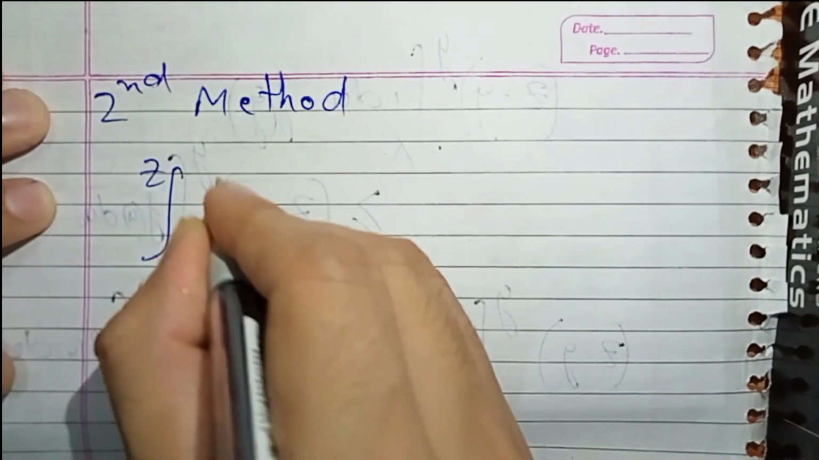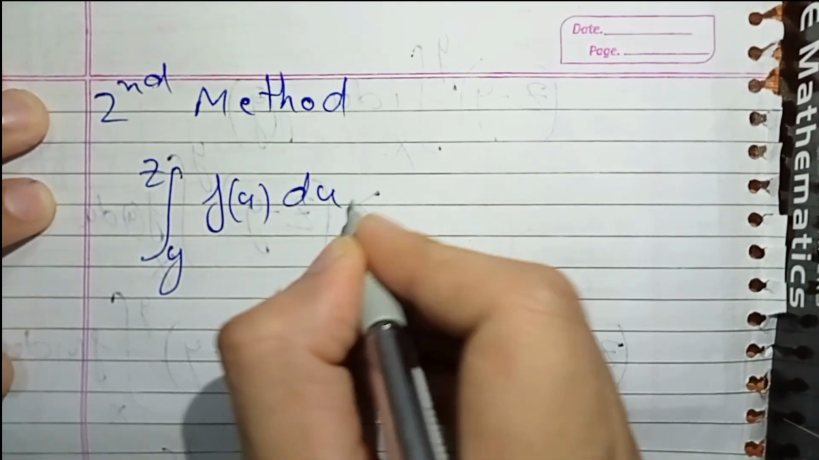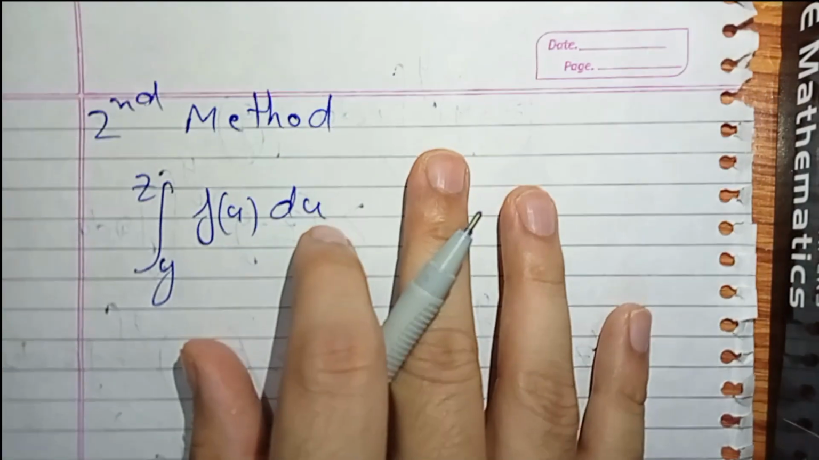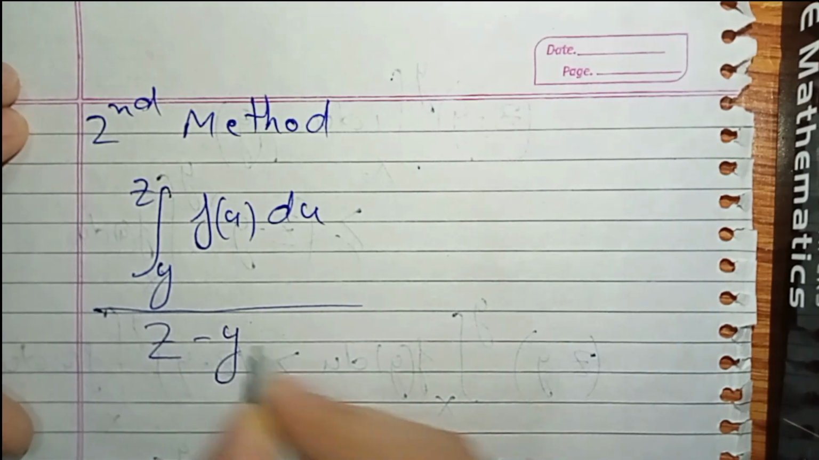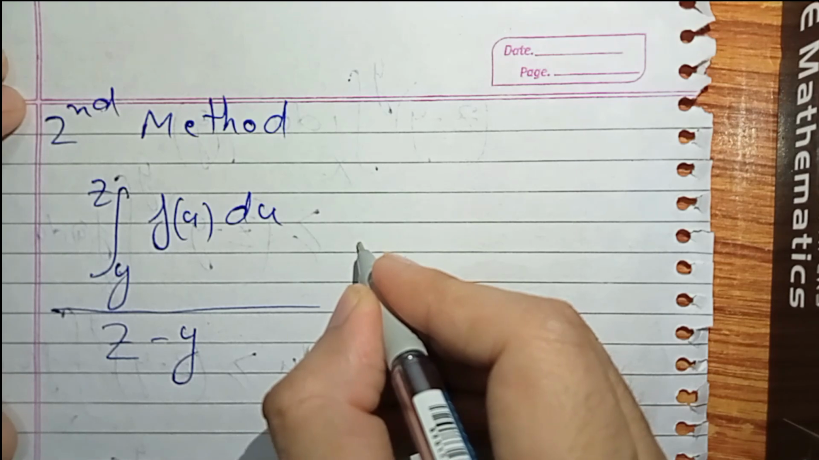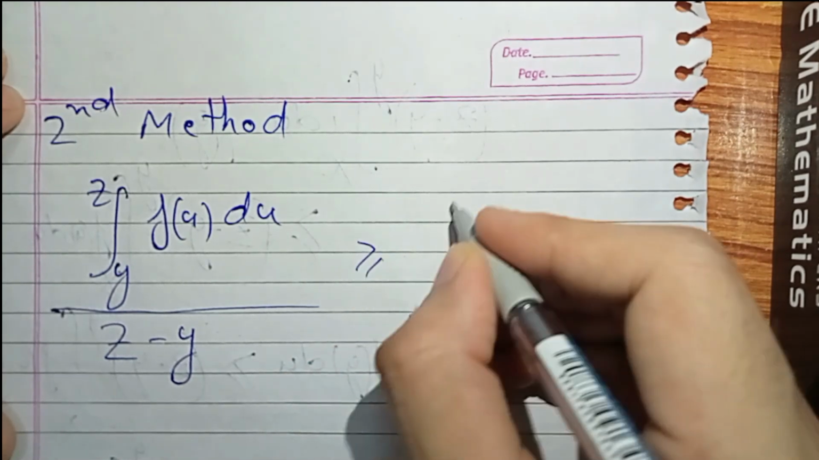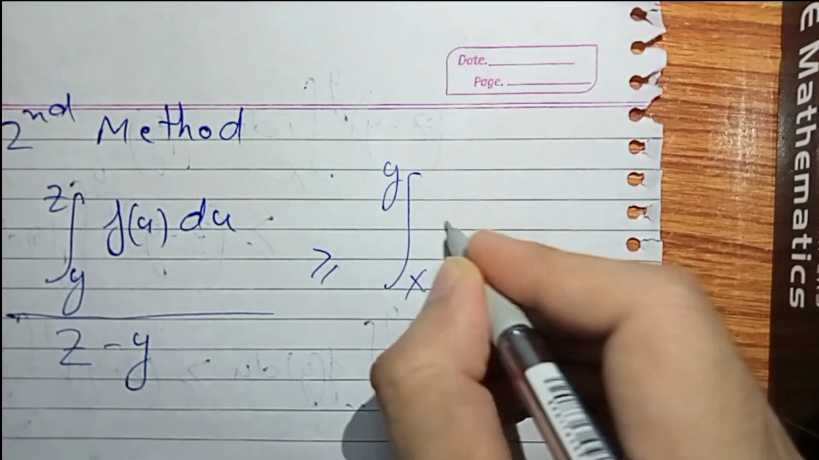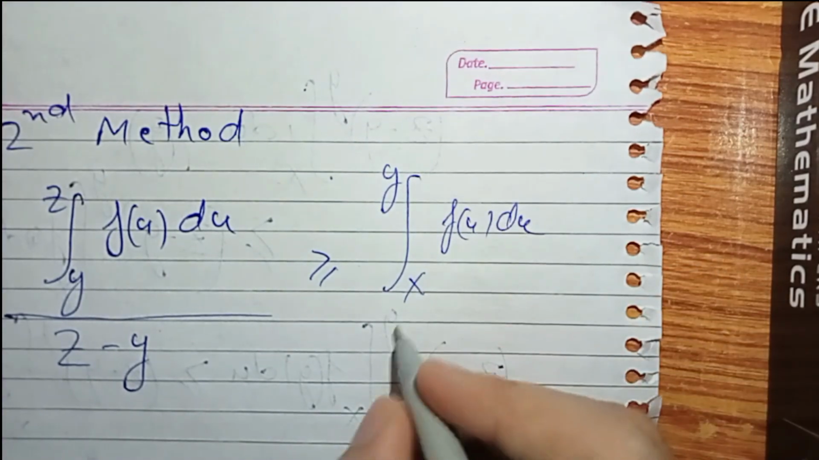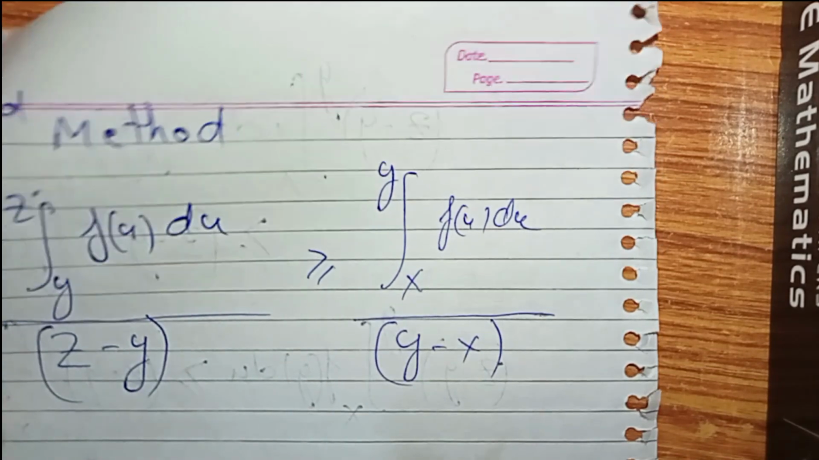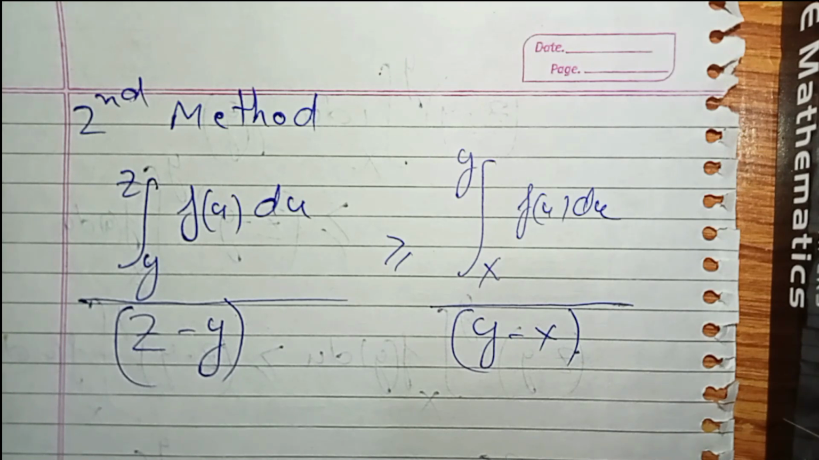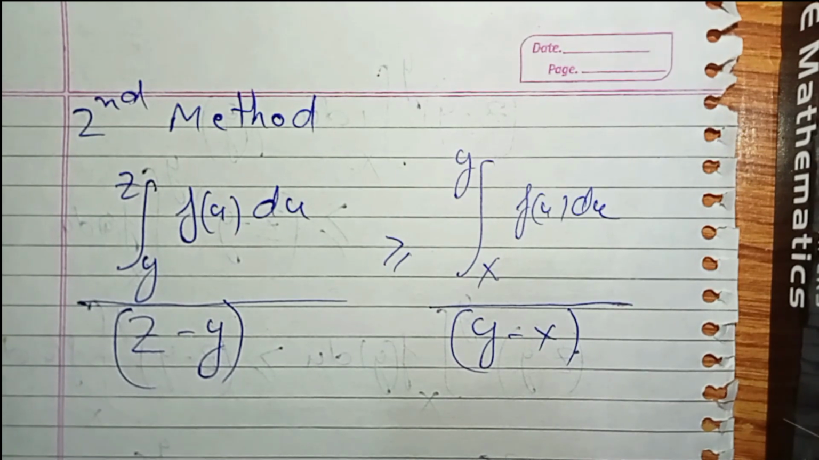Integral from y to z f(u) du, and here I would have (z minus y) greater than integral x to y f(u) du, and then I would have (y minus x). Okay, now there is a mean value theorem of integrals. I would just insert it on the screen. You can see it on your screen now.